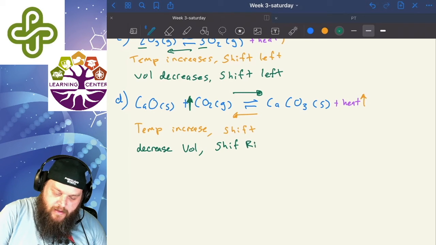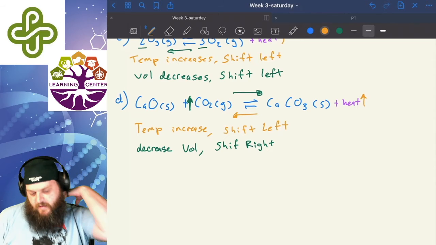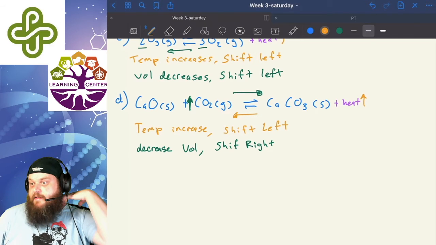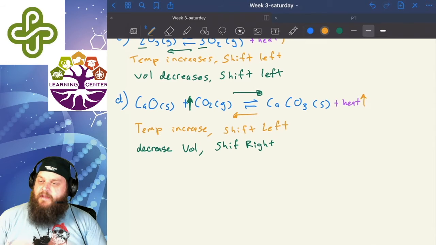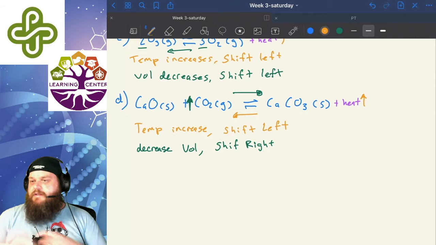So if the temperature increases, since it's exothermic, we're shifting back to the reactant side, to the left. If the volume decreases, we're actually increasing the concentration of CO2 gas, which is going to shift things to the right.